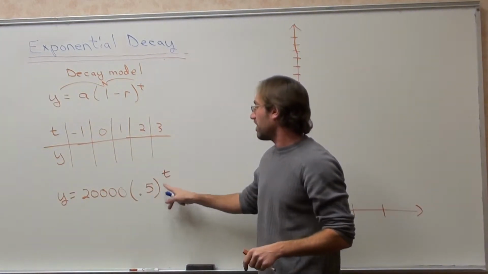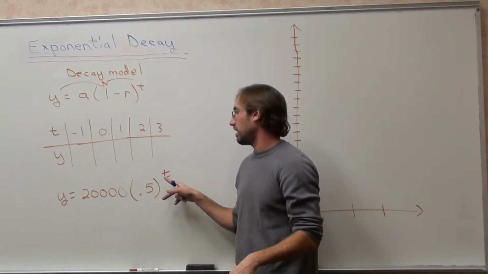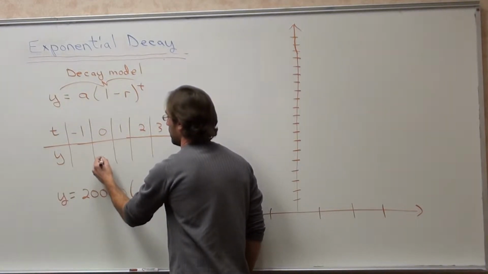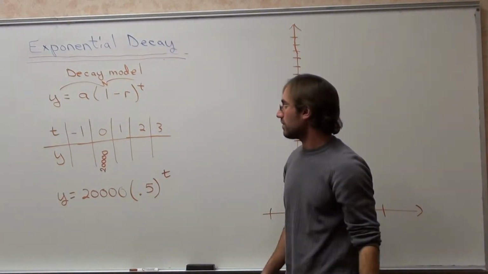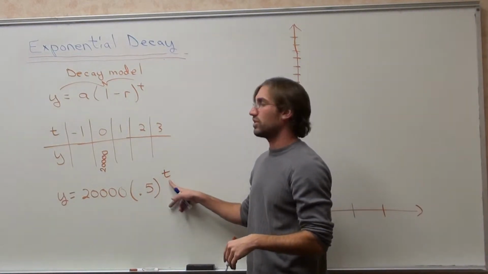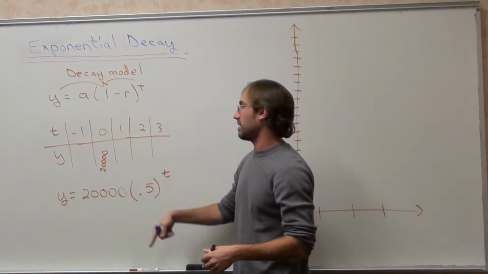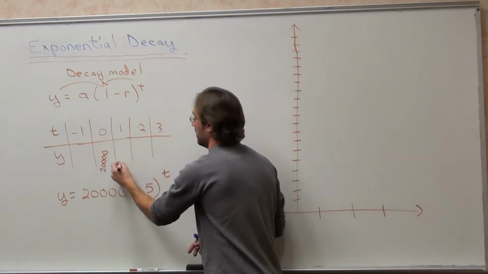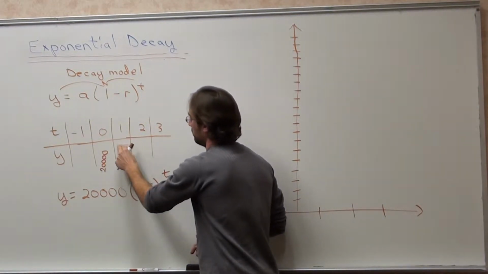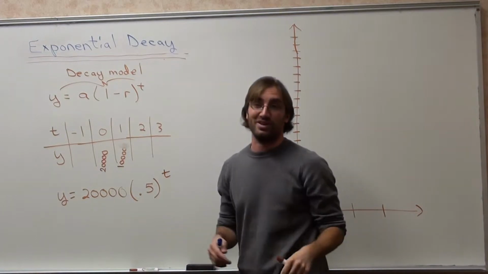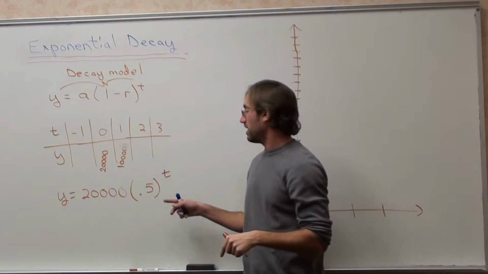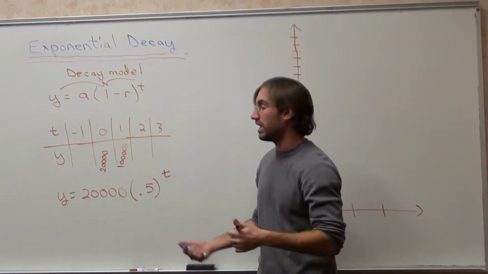So 0.5 to the 0 is 1, and 1 times 20,000 is 20,000. Now when I substitute in 1, the value of my car is going to go down. So 0.5 to the first is 0.5, and 0.5 times 20,000 is half of that, which is 10,000, pardon. And 0.5 to the 2 is 0.25, and 0.25 times 20,000 is 5,000.